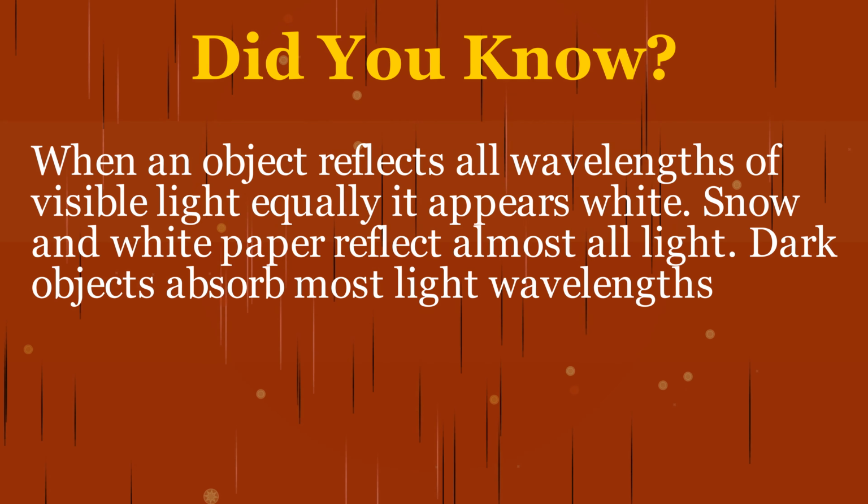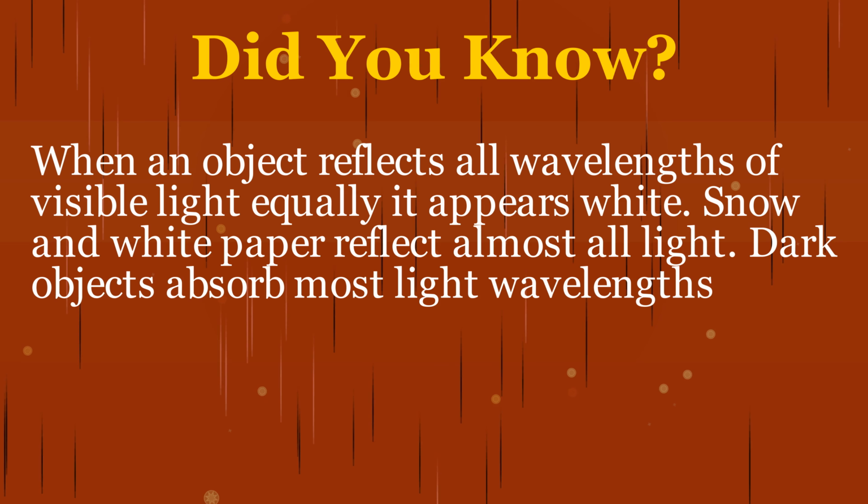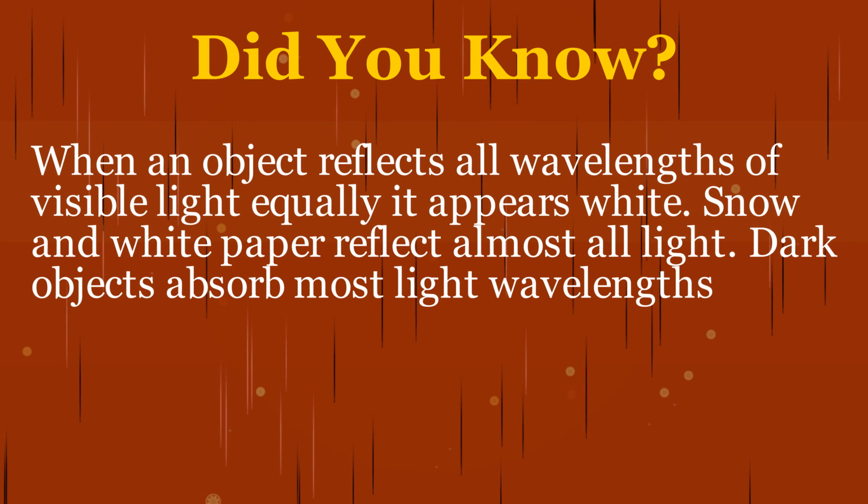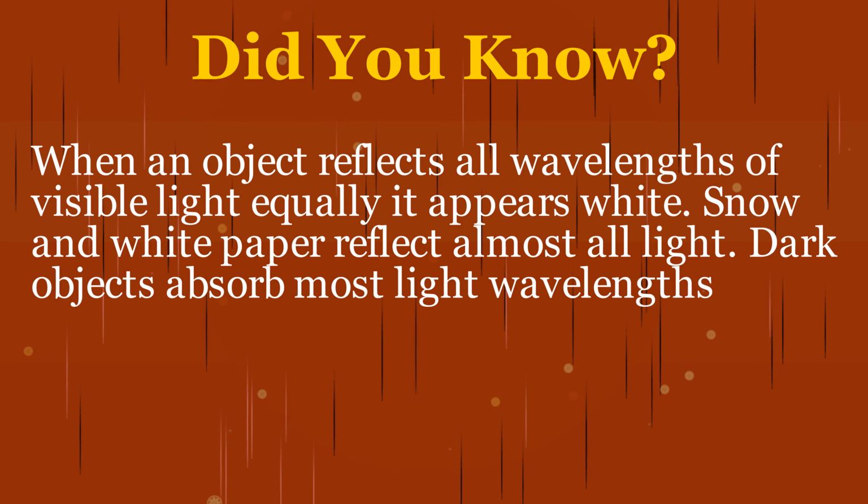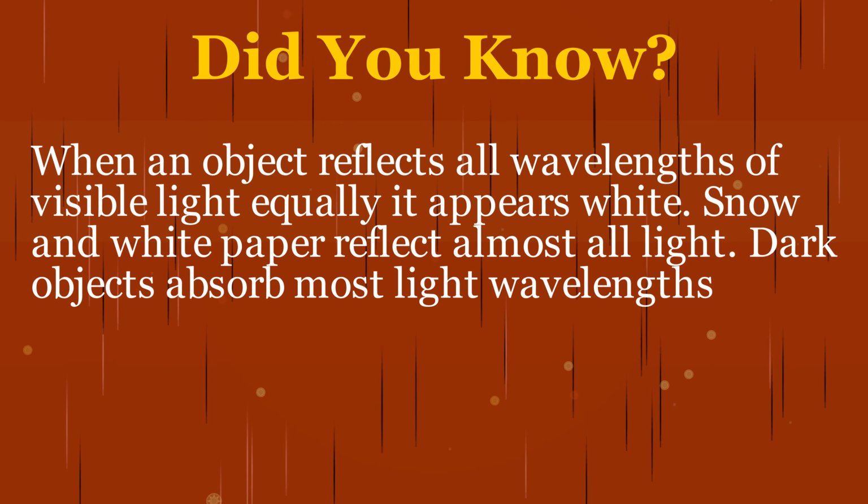Surprising trivia: when an object reflects all wavelengths of visible light equally, it appears white. Snow and white paper reflect almost all light. Dark objects absorb most light wavelengths.